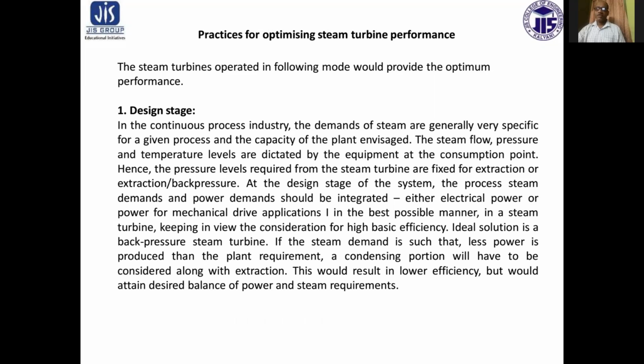In a steam turbine, keeping in view of consideration for high basic efficiency, the ideal solution is a back pressure steam turbine. If the steam demand is such that less power is produced than the plant requirement, a condensing portion will have to be considered along with extraction. This would result in lower efficiency but would attain desired balance of power and steam requirement.